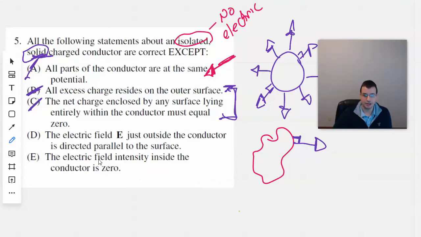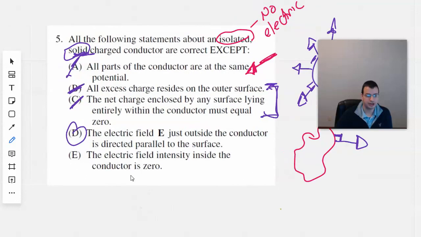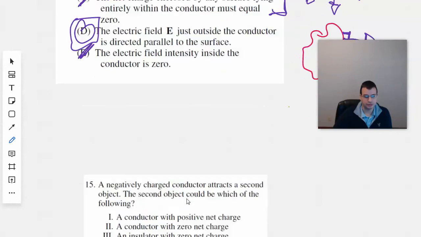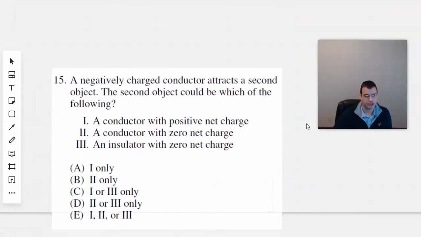But this says parallel, like this for electric lines, not true. So that one's false. Electric field intensity inside the conductor is 0. So yes, the electric field inside is 0. So this question, 5, is D. Whew. Very difficult, very challenging.